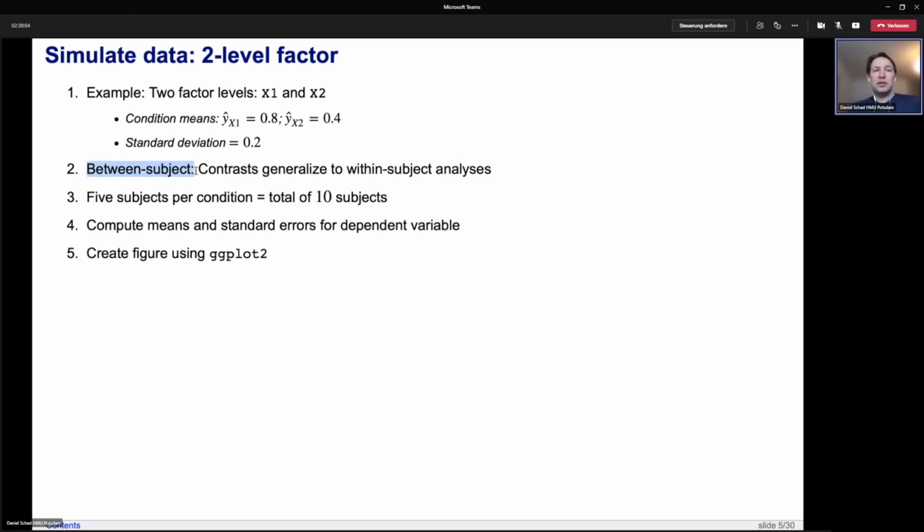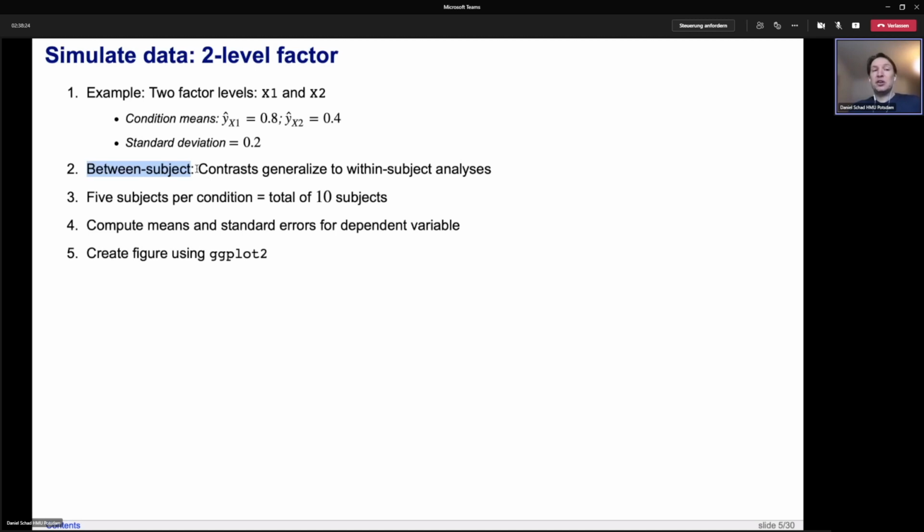In all the presentations about contrasts, I will always use between subject designs. And you could say, okay, but we are doing linear mixed effect models because we are interested in repeated measures. And that's true.